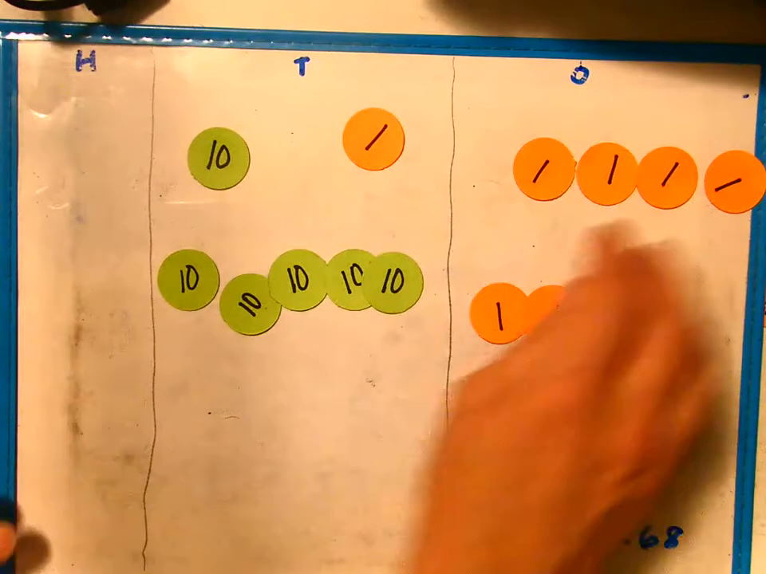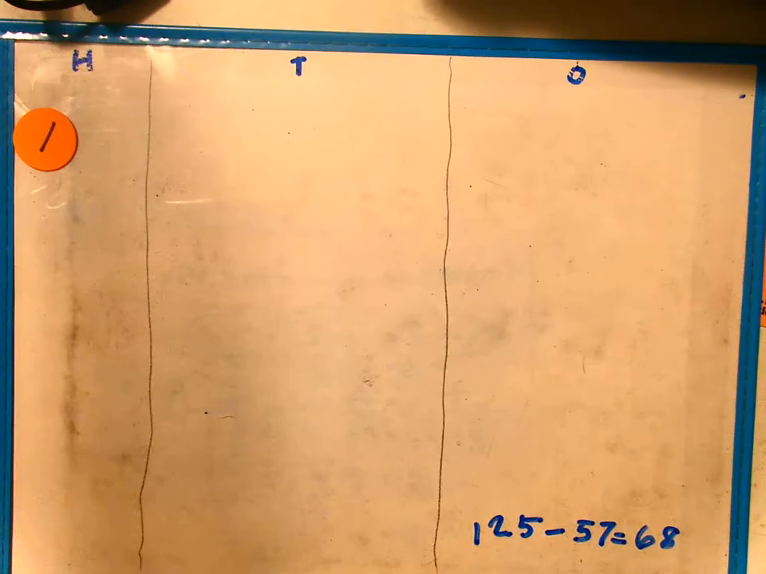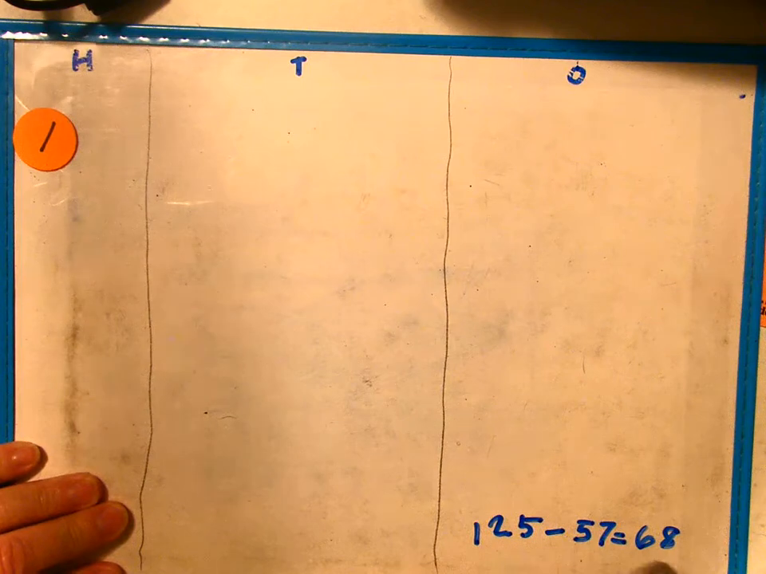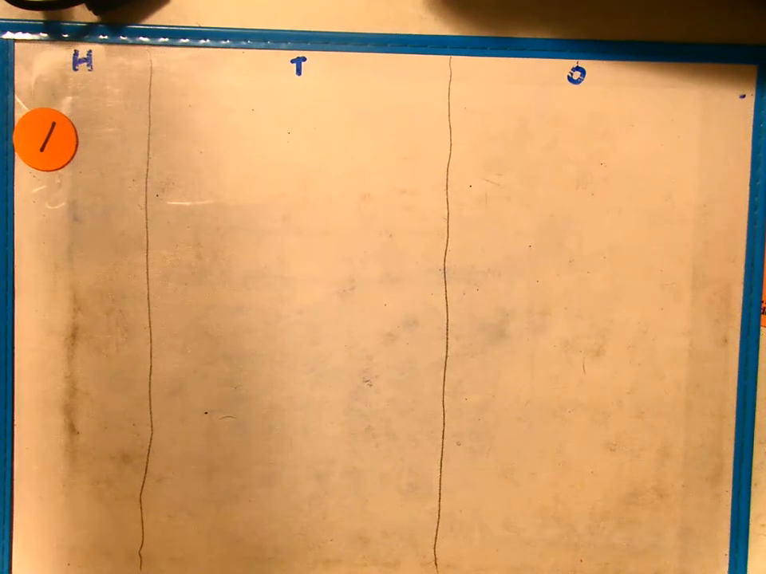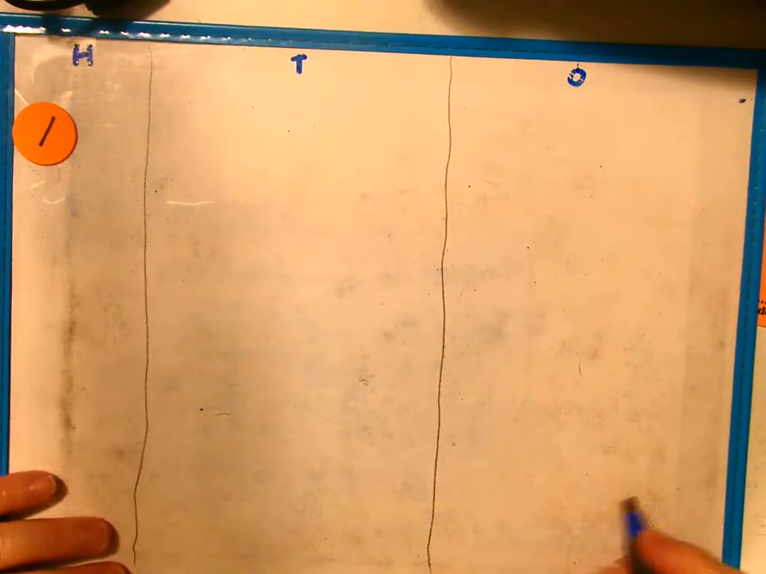All right. The next one, C, we have 88 minus 39.